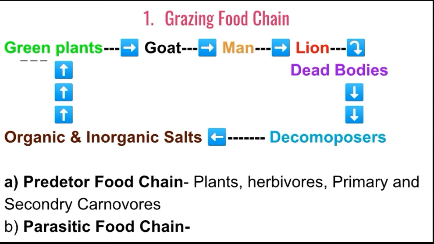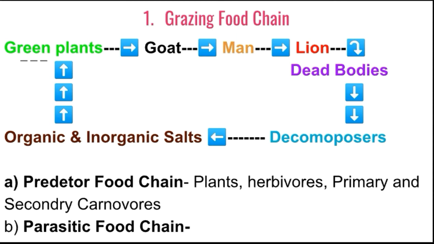This is the total chain of producers and consumers. The first one is the producer, then the herbivores, the primary consumer, and then the primary carnivores, meaning primary and secondary consumers are there.